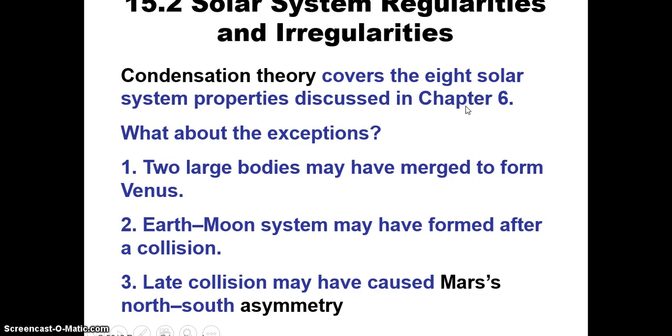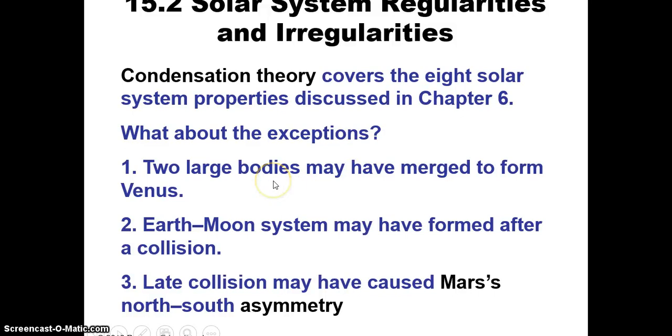For example, the fact that, well, you can just look at the Chapter 6 videos to talk about angular momentum, the conservation of angular momentum, and things like that we already discussed. But let's talk about the exceptions here. So there are several exceptions to note.